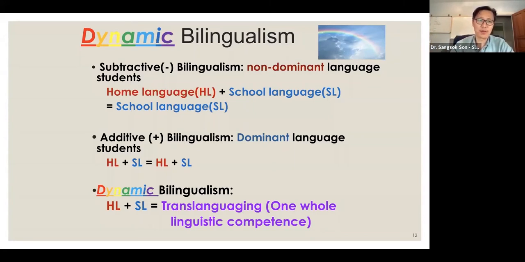The last one that I want to put emphasis on is dynamic bilingualism. Home language and school language together become translanguaging. There is no separate boundary between home language and school language, but only one whole linguistic competence. The reason I put the seven colors of the rainbow for the dynamic term is not because these languages are divided by different colors, but because this is one color. The color of the rainbow is actually one color, not seven different colors. So we look at the bilingual student as one mixture of all the different colors. They have one competence, but they use different language features from each language for specific purposes. But they have one unitary repertoire.